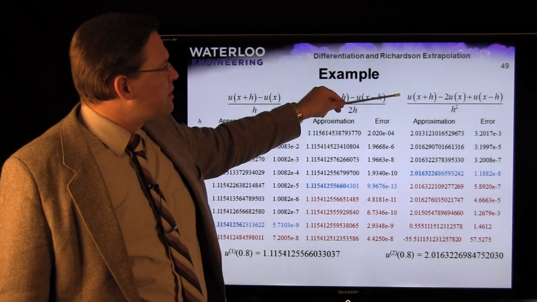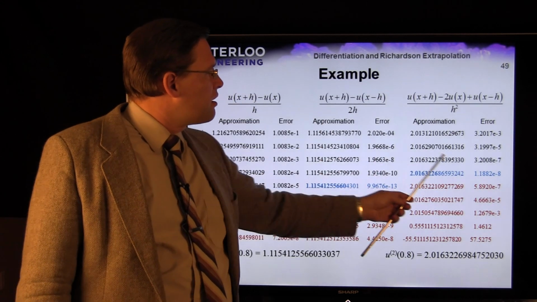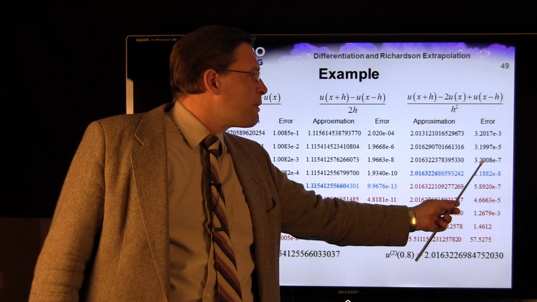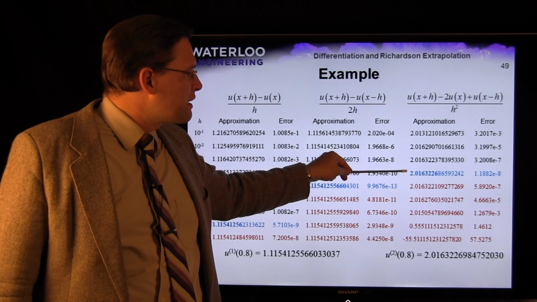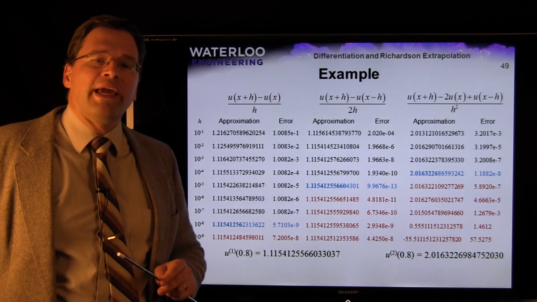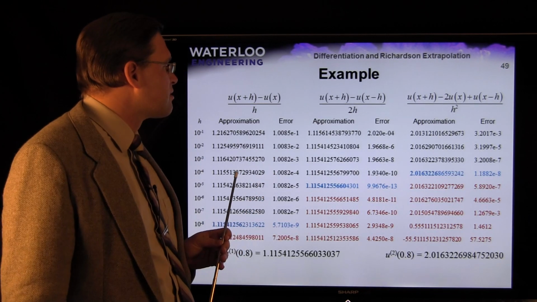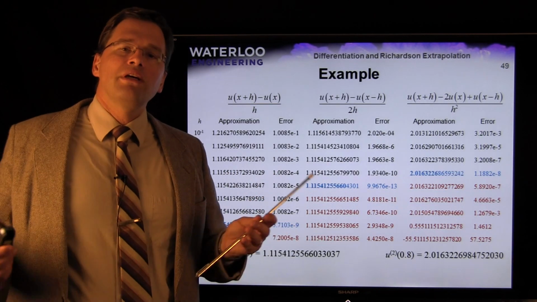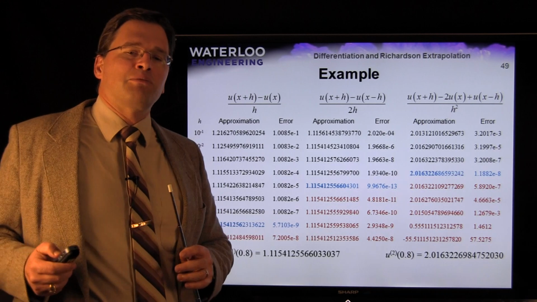With the approximation of the second derivative, again, the error appears to be dropping by a factor of 10. The best approximation is 1.1882 times 10 to the negative 8. Not as good, but again, you're adding and subtracting more terms.